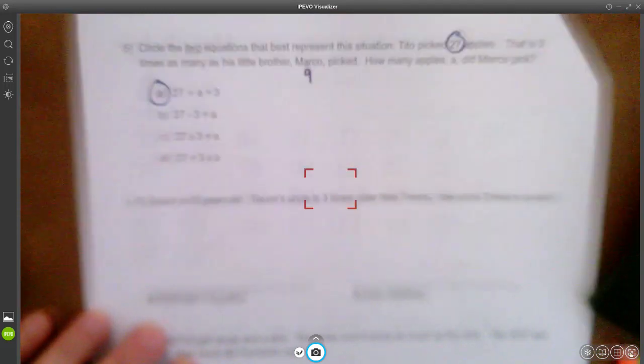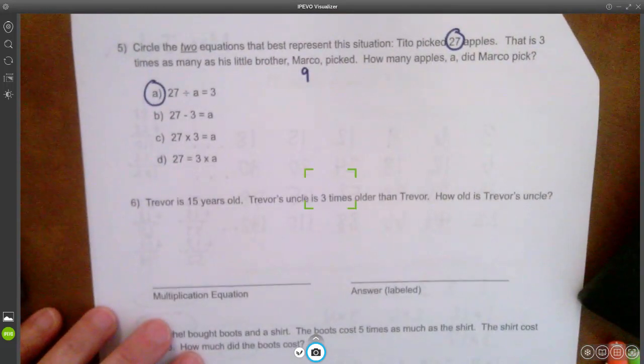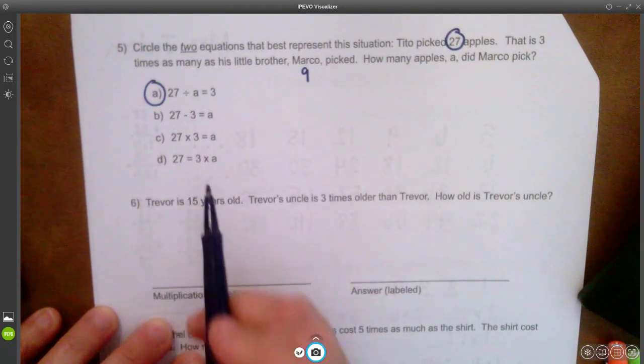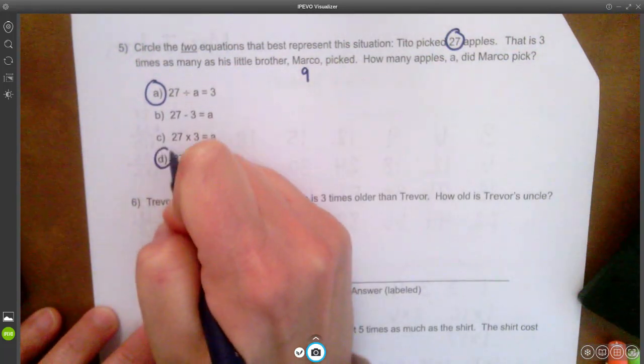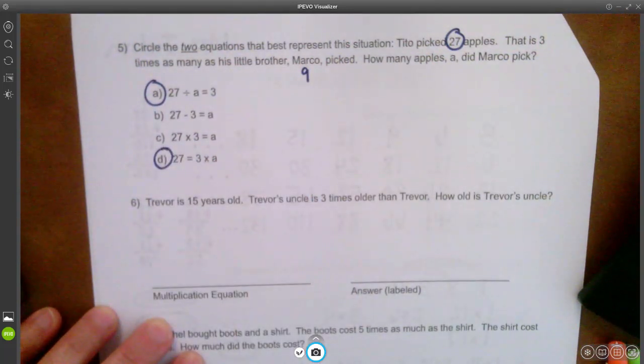Oh, sorry guys, the focus is a little off. Is 27 minus 3 9? Nope. Is 27 times 3 9? Nope. But is 3 times 9 27? Yes. So A and D are the correct answers.